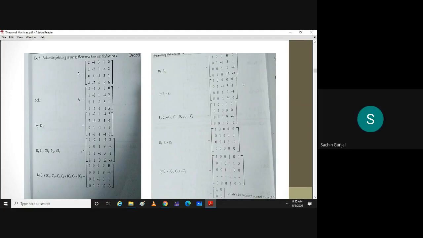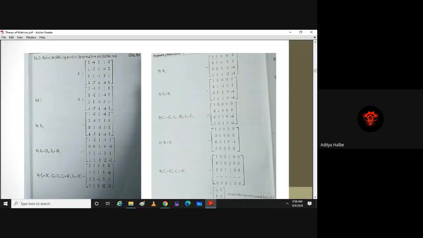Sir, I have a doubt. We have to always change this normal form to an identity matrix? Yes. The definition of normal form is an identity matrix and other elements are 0. That's what we mentioned in the previous slide. Can we go ahead?